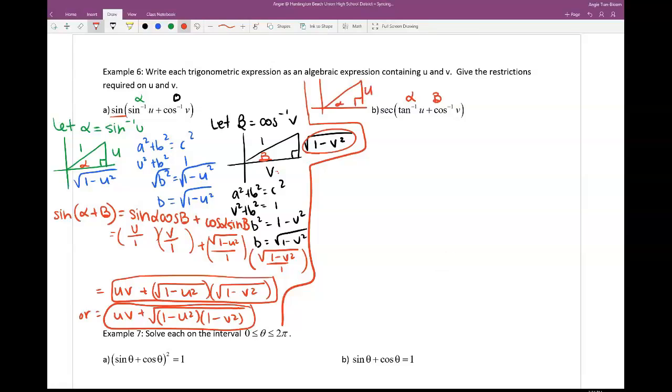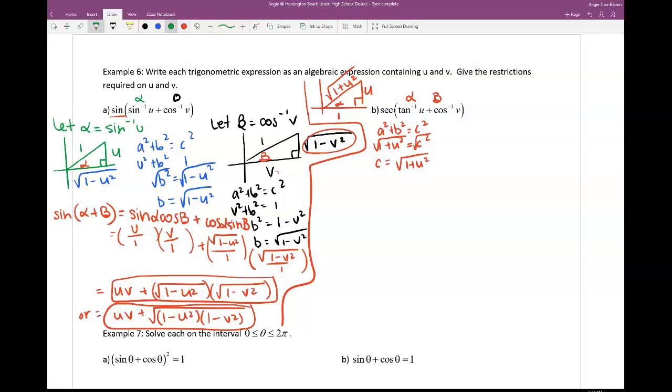Tangent is opposite over adjacent. So based on Pythagorean theorem, let's try that. Okay, so it's a squared plus b squared equals c squared. C squared is unknown, so 1 squared is 1, plus u squared is u squared equals c squared is unknown. Let's solve for c, so c equals square root of 1 plus u squared. That's where we're going to put this, 1 plus u squared. All right, so there's alpha.